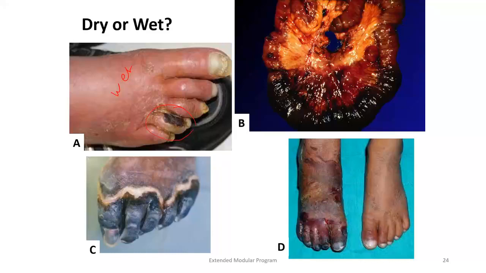Okay, look at this. Look in B. B is intestine. And look at this intestine. We have here black gangrenous intestinal tissue. This is moist gangrene, usually due to many causes, including inguinal hernia.